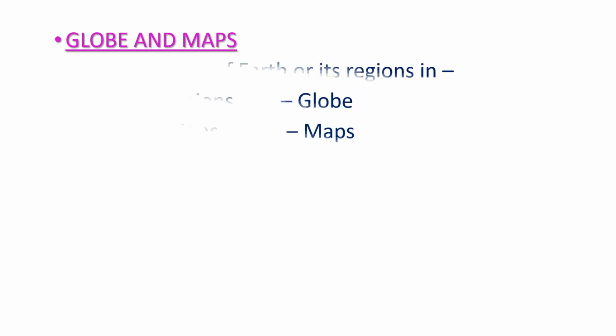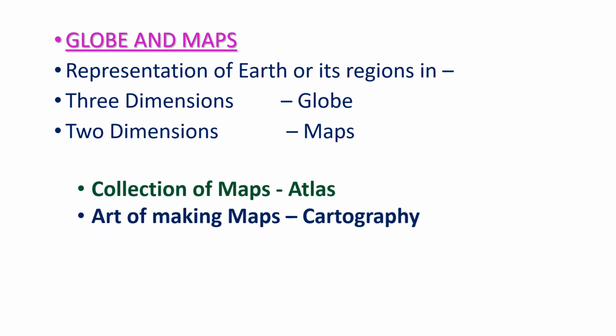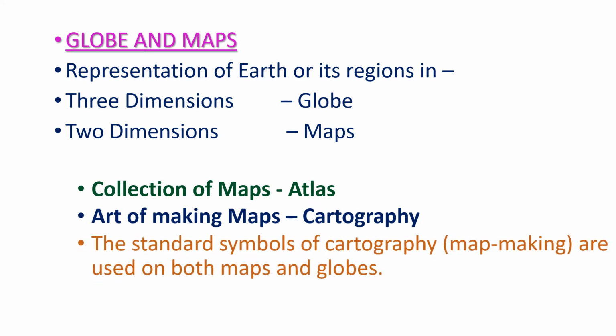Globes and maps. Globes give the representation of Earth in three dimensions. Maps give the representation in two dimensions. A collection of maps is called an atlas. The art of making maps is called cartography. The standard symbols of cartography are used on both maps and globes.